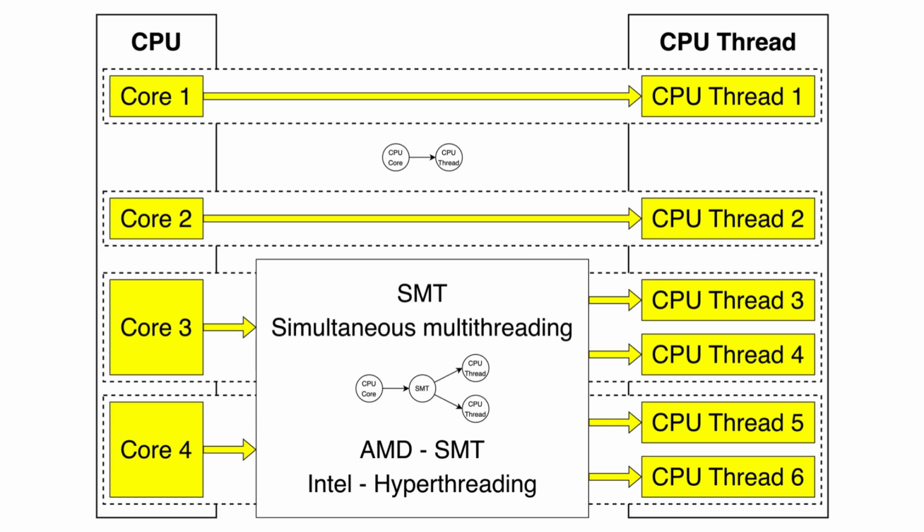Typically, a CPU core corresponds to one CPU thread. However, with simultaneous multithreading (SMT) technology, a single CPU core can support more than one CPU thread. Despite this, the performance of two threads on a single CPU core using SMT technology is only about 30% better than one CPU thread on a single CPU core.